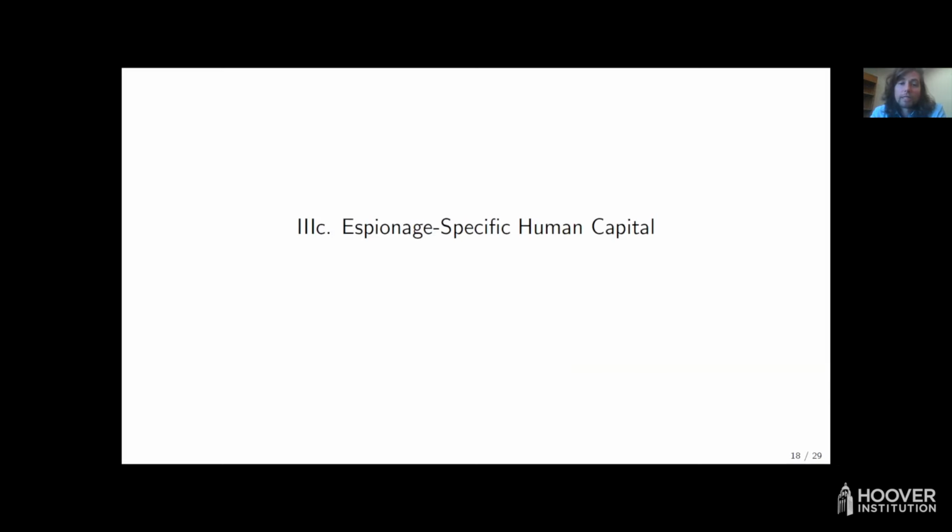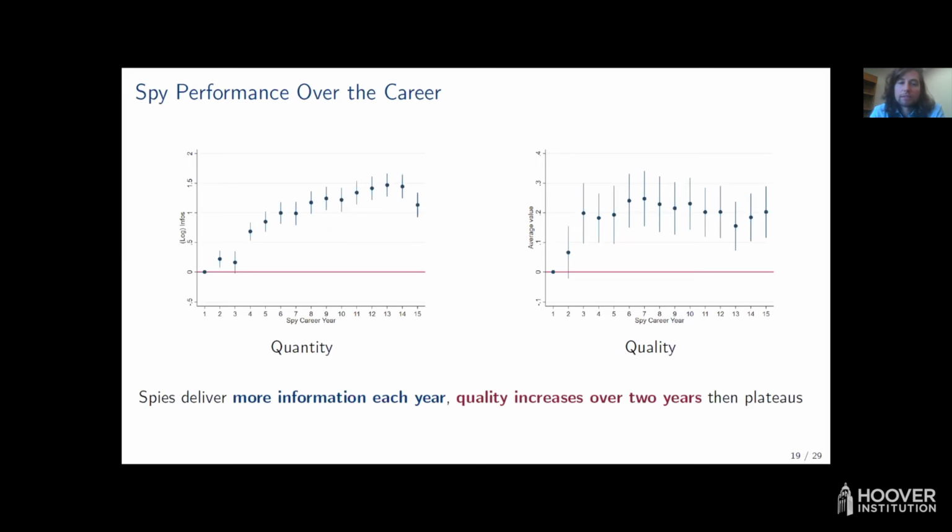Okay. Then we also wanted to look at espionage-specific human capital. And so what we do here is that we plot on the left the log number of information that spies provide over their career from years 1 to 15, all relative to the first year, which is here a 0 coefficient. And on the right, we do the same with the quality of information. There's one interesting difference here, and that is that when you look at the quantity of information, spies seem to get gradually better throughout their entire career. So at least until year 13 or 14, we find that each year the spy provides more information, either because they get better at spying or because they keep getting promoted, they keep getting access to more information, and that makes them so successful in terms of quantity.